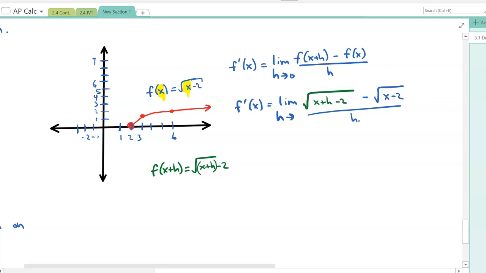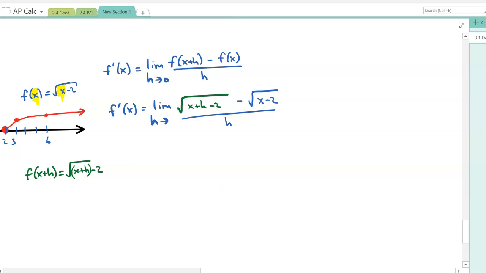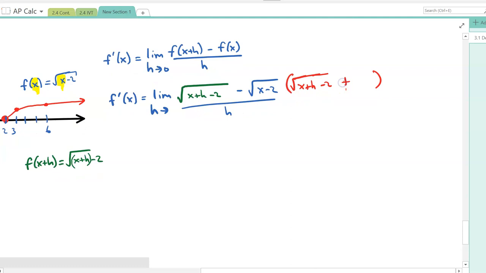Now, we learned in chapter 2 how to solve radicals with limits. And that was the idea of the conjugate, multiplying by the conjugate, or rationalizing. So that's what we've got to do here. We're going to multiply the top. Keep the insides the same. The only thing that changes is that the minus sign in this case becomes plus. So that minus sign becomes plus, radical x minus 2. And we're going to multiply that on the top and on the bottom.